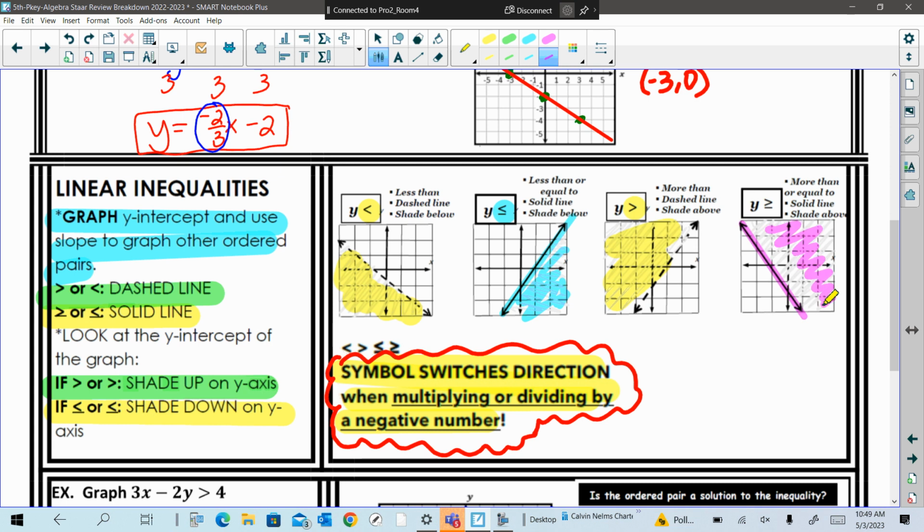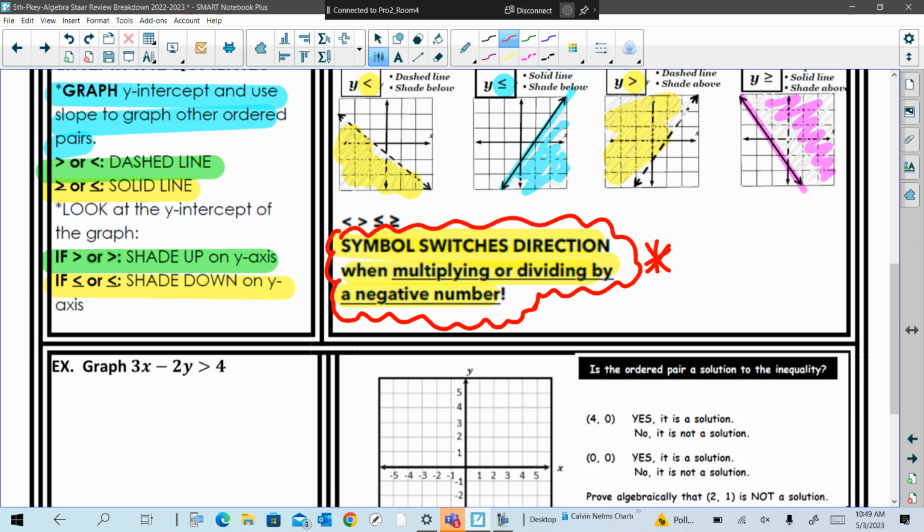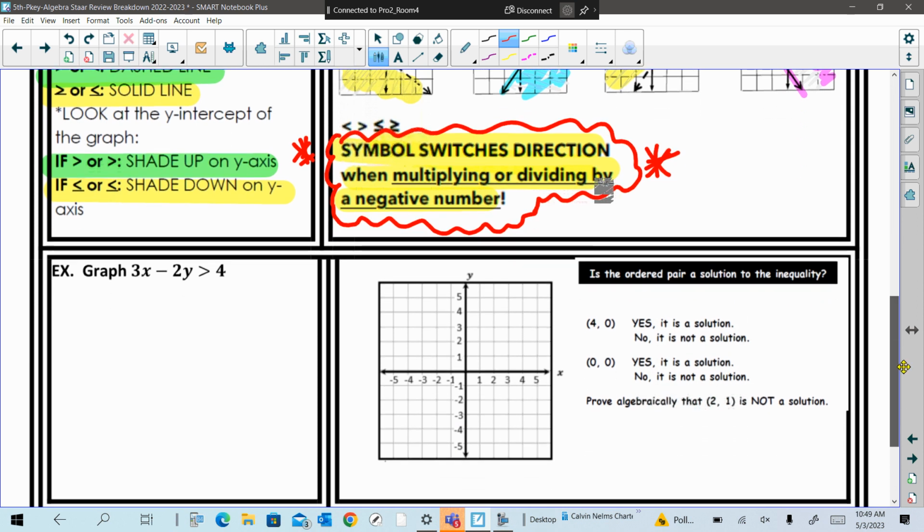So just make sure you understand how to shade now that we go from equal to inequalities and the type of line. Also, I meant to put a little star here: remember the symbol switches directions when multiplying or dividing by a negative number. Okay, you have to just memorize that fact. So then now we have one example to do together.